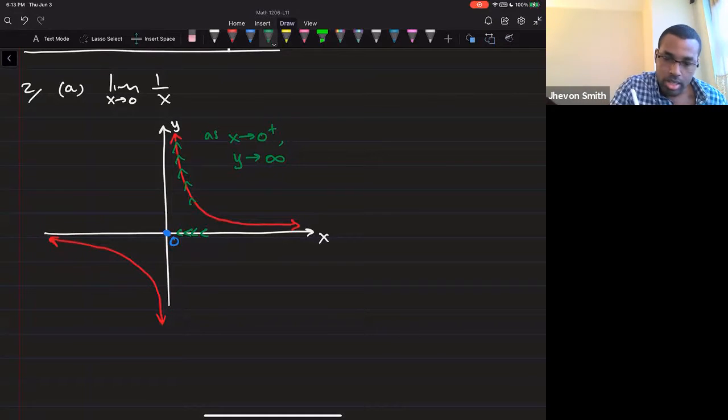Whereas on the other side, or is it use blue? Would yellow show up on the notepad?